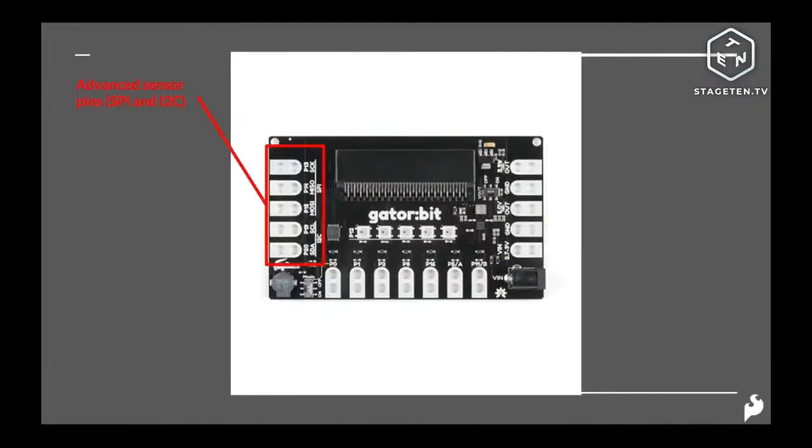On the far left-hand side are advanced sensor pins. So if you have any Gator Science boards, this is where they plug in: the I2C, pins 19 and 20. But we also break out your SPI, which is a different communication bus for different sensors that the Gator Bit uses. So these are your more advanced boards, and we'll be using those later on when we use our Gator Science boards.